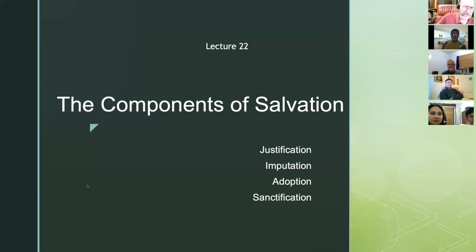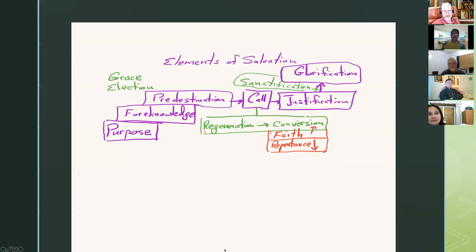Okay, the components of salvation: justification, imputation, adoption, and sanctification. These aren't necessarily in any particular order. There's a lot of relationship between them, but we'll be just working through the stack. In our last section, we talked about the order of salvation, or what we call the ordo salutis. All of the stuff that happens together. Matter of fact, let me go back to that slide so we can think about it for just a moment. That is just a hand-drawn slide.